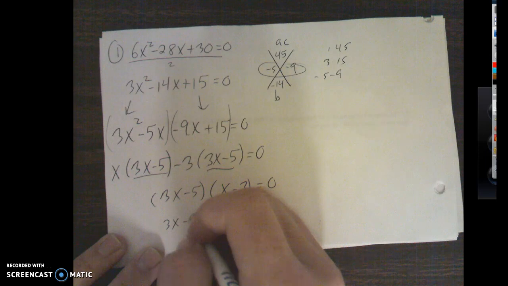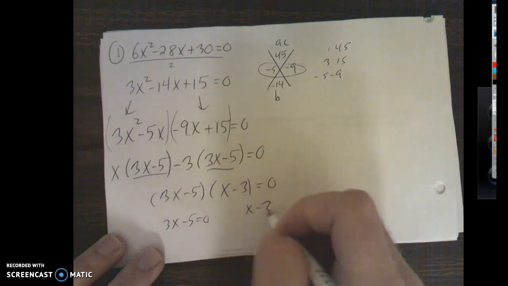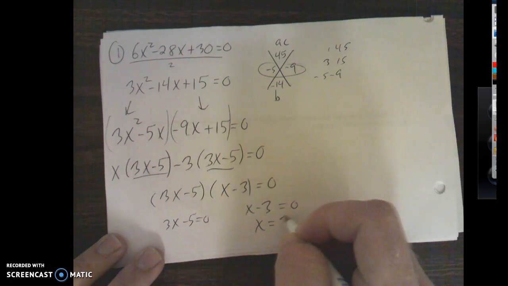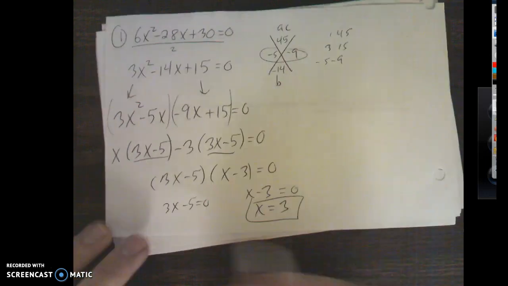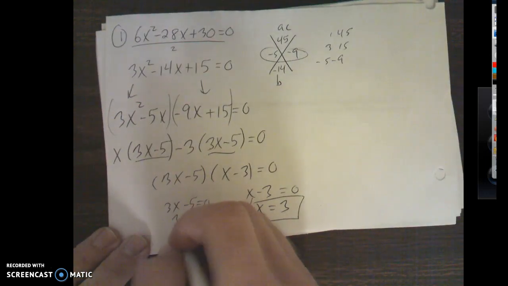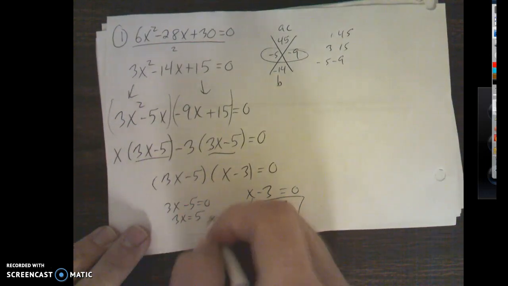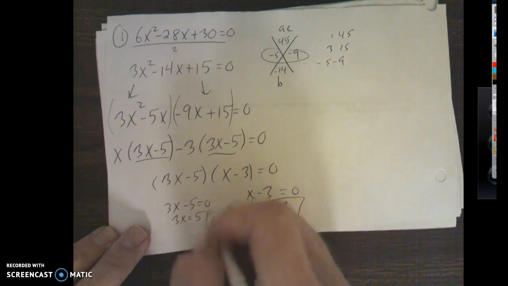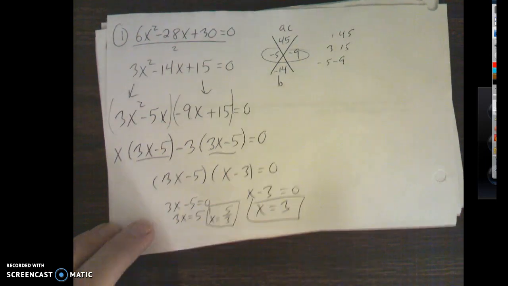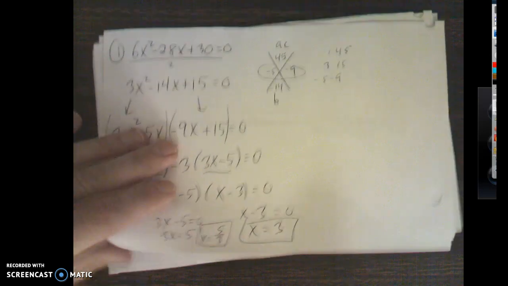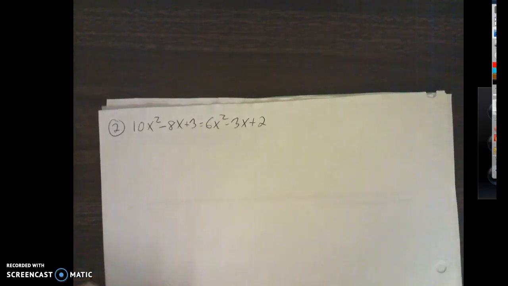Then I can set each of these equal to 0. This one's easy. I add the 3 over. Boom, x equals 3. And then here I can add the 5 over. 3x equals 5. Divide, x equals 5 thirds. Okay, very cool. Okay, number 2.